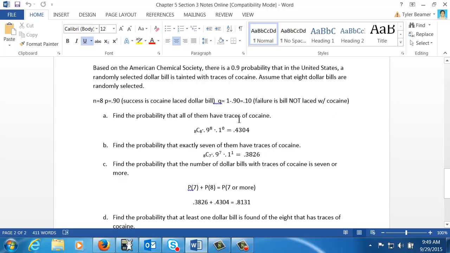So find the probability that all of them have traces of cocaine. That would be 8 trials and 8 successes, since all of them would have cocaine. So that would be 8 combination 8 times 0.9 to the 8th power, since we have 8 bills with cocaine, so 8 successes, times 0.1 to the 0 power, meaning we have no failures. One thing that you would want to look out for in your formula: these probabilities, 0.9 and 0.1, or whatever these numbers are for your problems, should add up to 1. And then the exponents should add up to n, the number of trials. That's just something to look out for to make sure you've got your variables set up correctly.